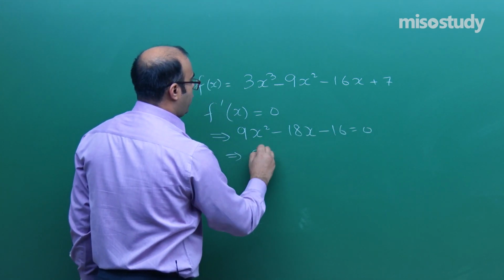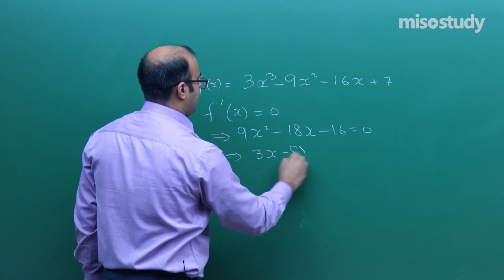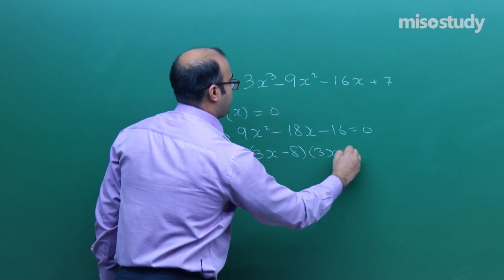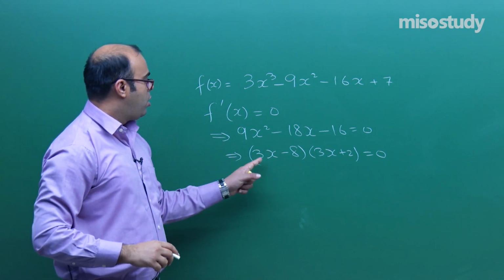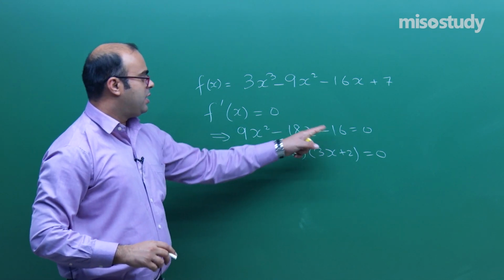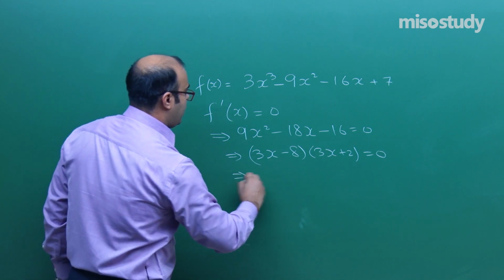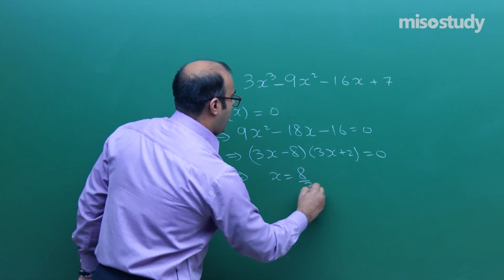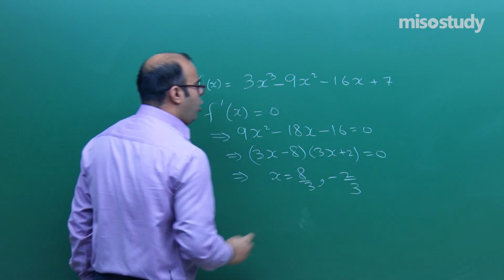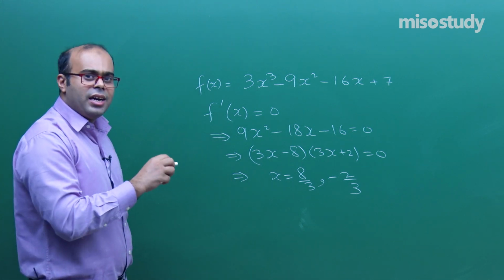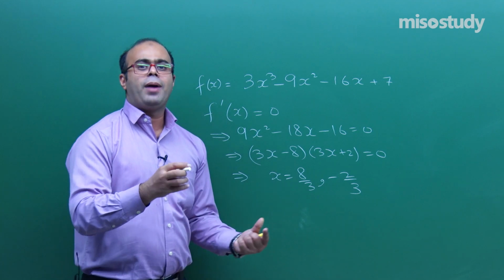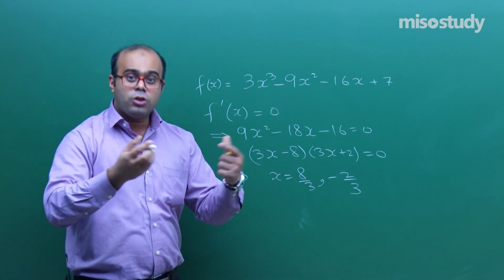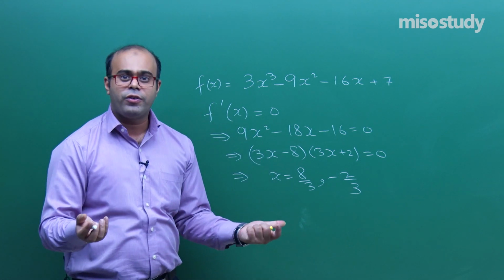When we split it, we got 3x minus 8 into 3x plus 2. If we multiply, we get 9x square minus 24x plus 6x minus 18x minus 16. There we said the critical points are 8 by 3 and minus 2 by 3. Now if these critical points are there, then there is a possibility that this point and this point may be a point of maxima or minima, and it is also possible they are nothing, they are points of inflection.